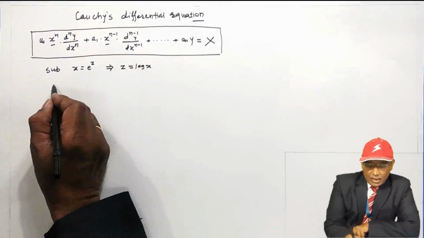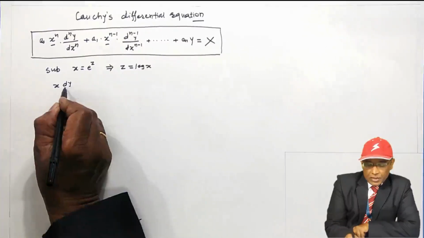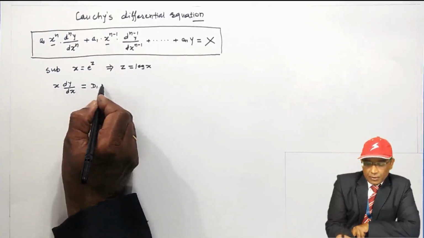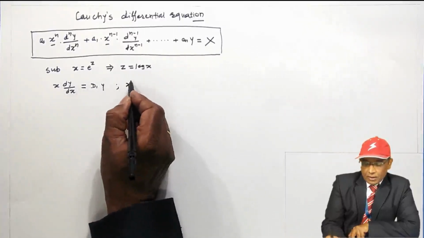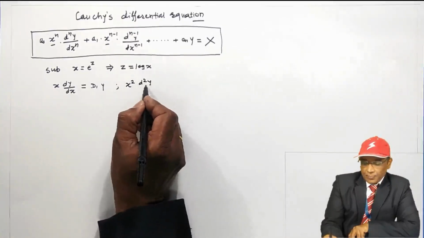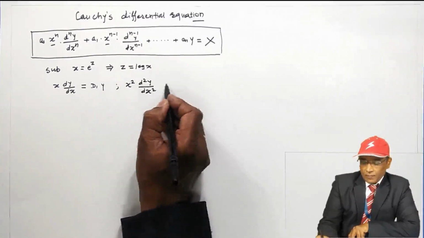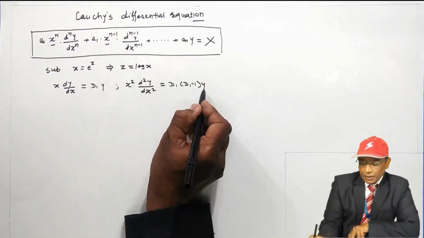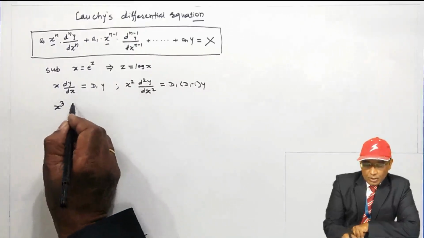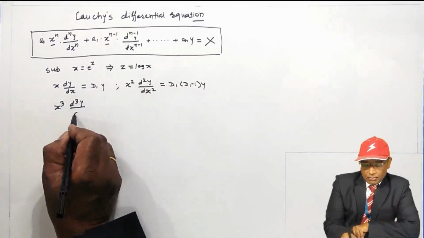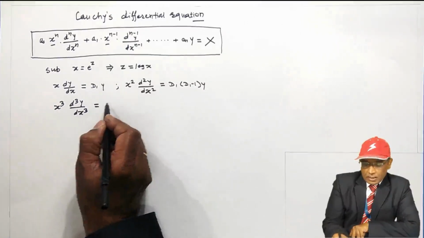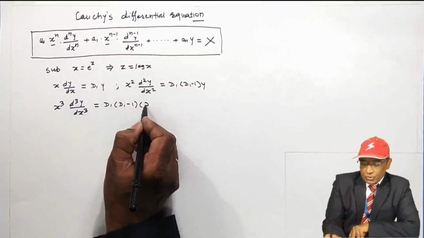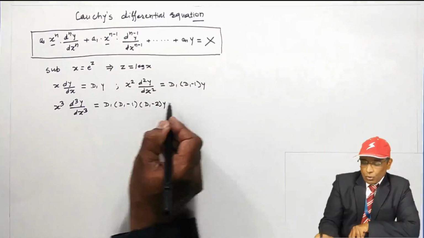And consequently, x dy by dx will be replaced by D1 y, x square d2y by dx square by D1 into (D1 minus 1) y, x cube d cube y by dx cube is D1 (D1 minus 1) (D1 minus 2) y, and so on.